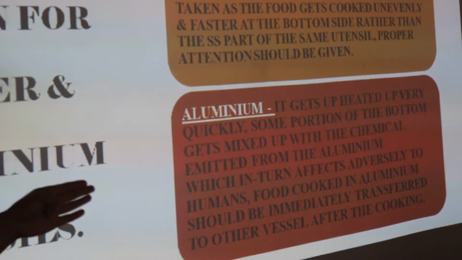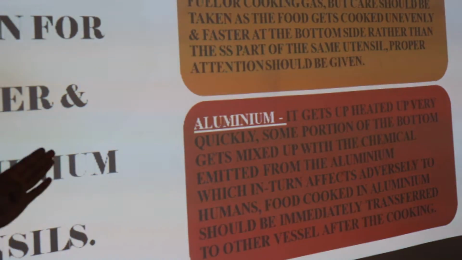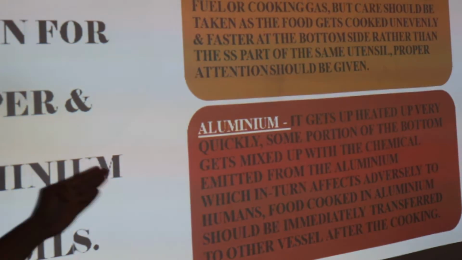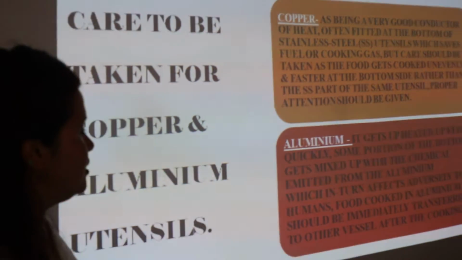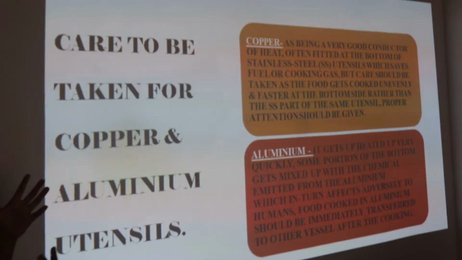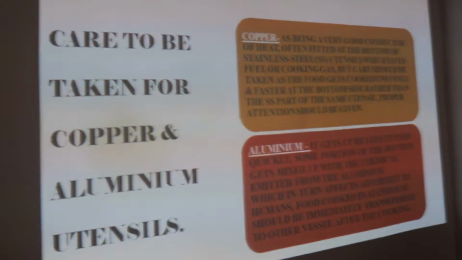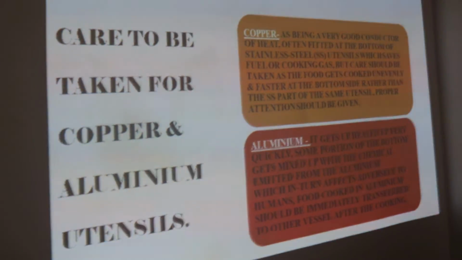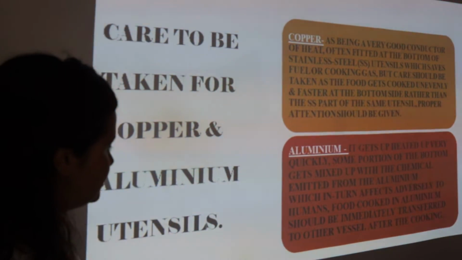Some portion of the bottom gets mixed with the chemical emitted from the aluminium, which in turn affects our health adversely. So while cooking in aluminium utensils, you should make sure that you don't overheat the aluminium, okay? Because it will harm our bodies.